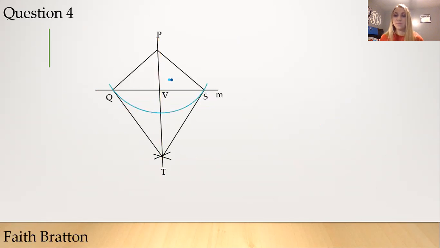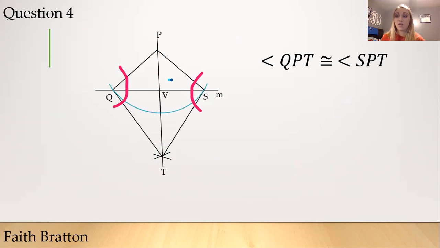And the next question is demonstrate why angle QPT is equal to angle SPT. The relationship is true because the angles are corresponding angles in congruent triangles. That means corresponding angles may be different from each other, but they're the same. And the relationship is true because angle QPV and angle SPV, and line PV is congruent to itself, which satisfies that SAS property.